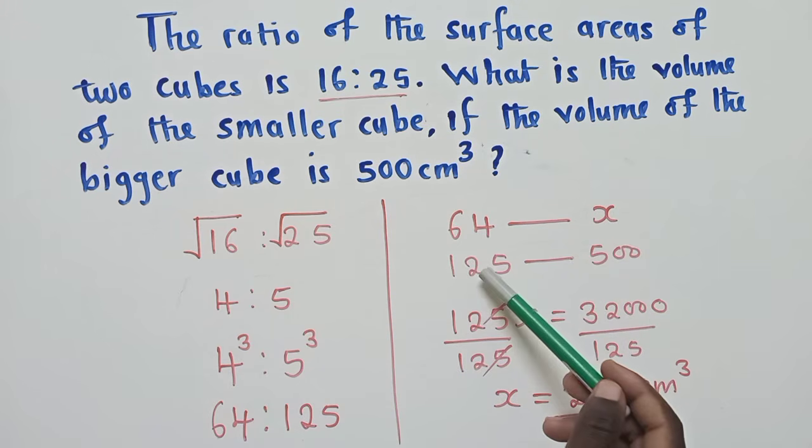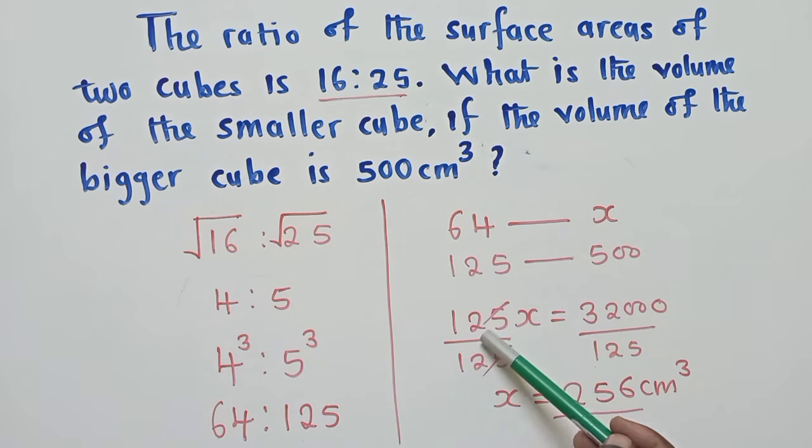You now cross multiply. This times this, you get this, and this times this, you get this. You divide throughout by 125, and then your final answer will be this one.